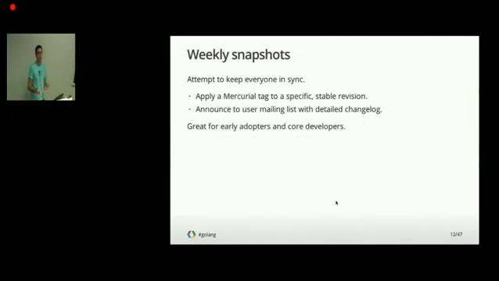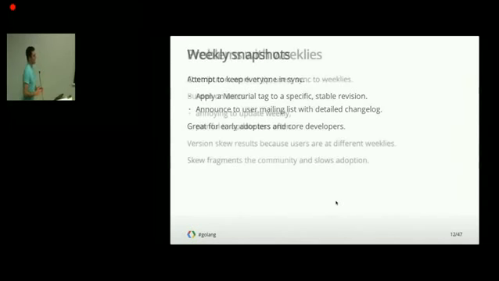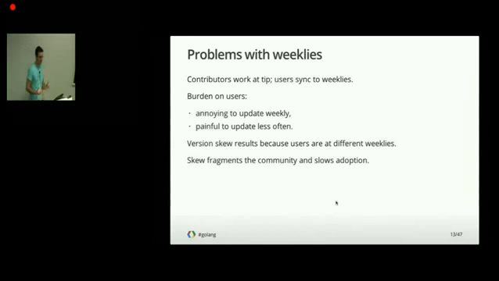One means to do that was weekly snapshots. Every week on a fairly regular basis, we would tag a particular revision that we thought was good. It was like, I'm going to tag a weekly now, don't check in that experimental change. Then we would apply a Mercurial tag, write a change log, and send it to the public list and say, here's where we're at, you should sync to this weekly. Don't just sync to tip, stay at the weekly tag until the next one. This was great for early adopters and core developers, but it had some issues for just your everyday users.